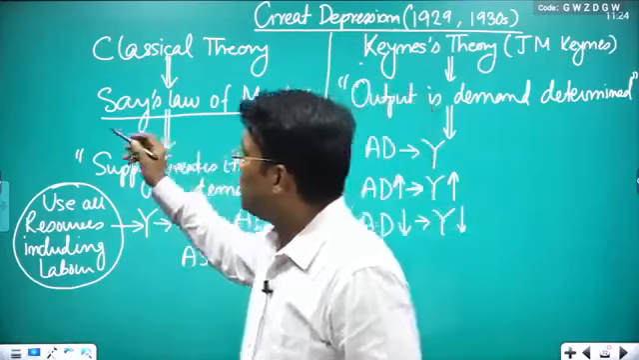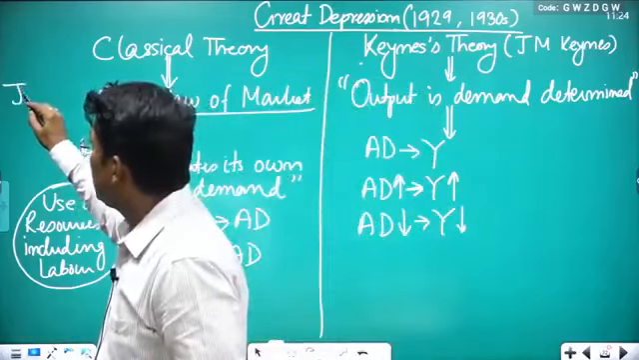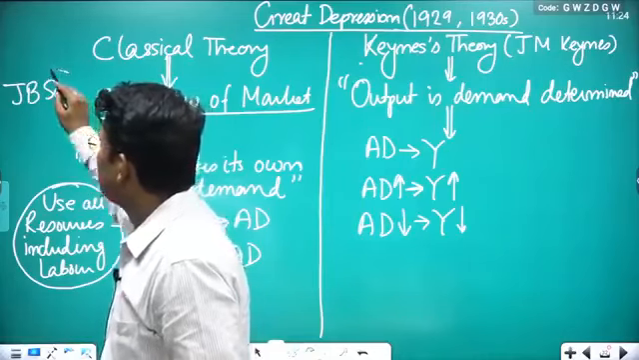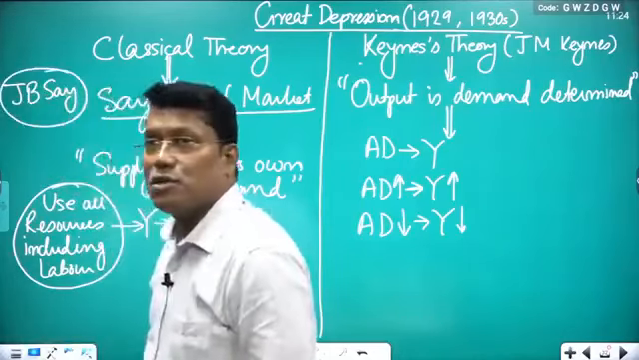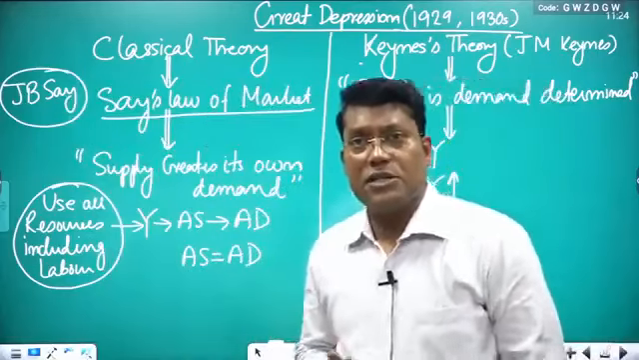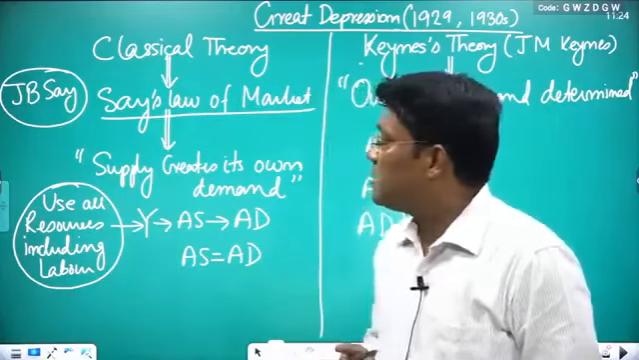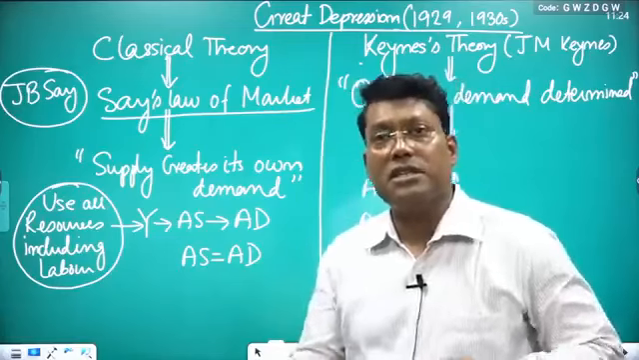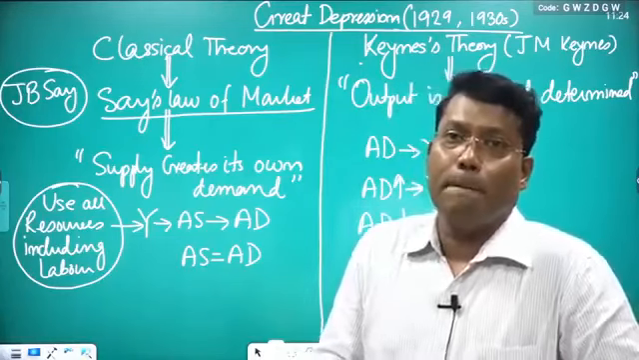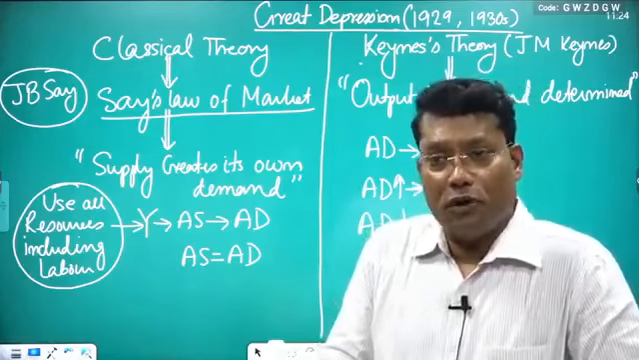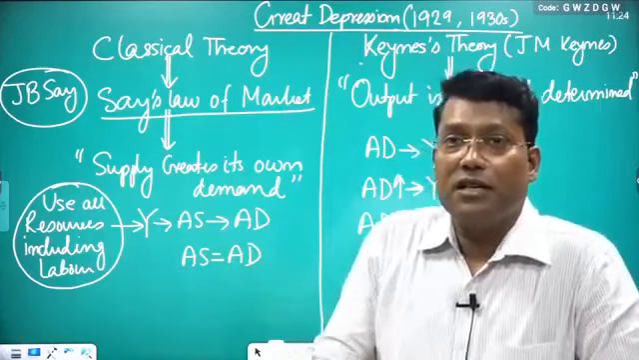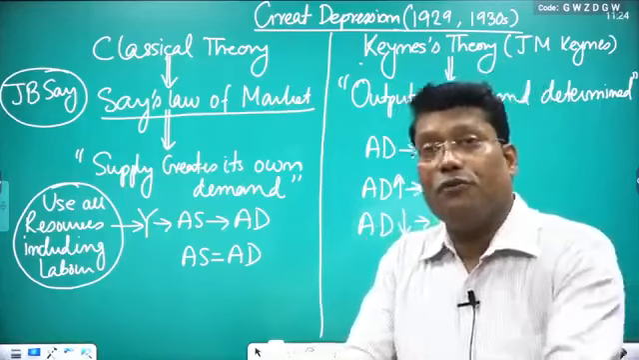And this law is given by the economist whose name is J.B. Say. Say is the title, J.B. Say. So J.B. Say gave this theory, and it is known as Say's law of market, because generally if you give your theory, then your name will be on it. So Say is the name of the economist. On his name it's known as Say's law of market.